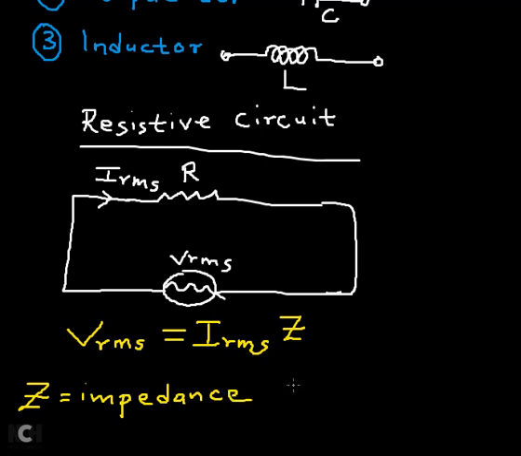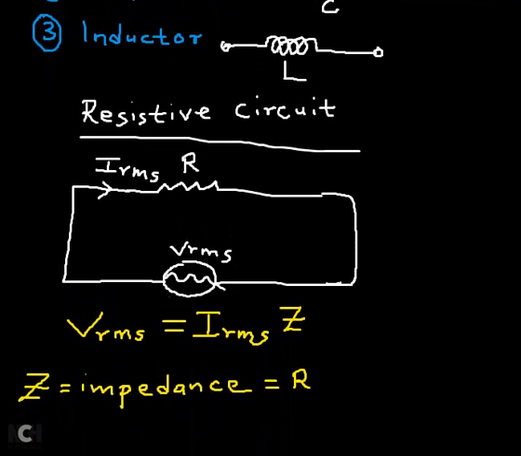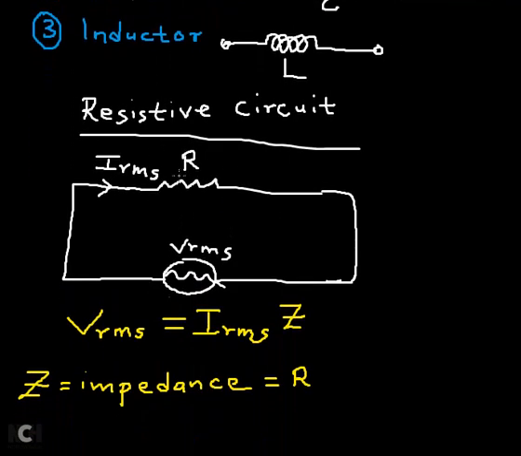Now, for a resistive circuit that only contains a resistor, the only opposition that we get is just the resistance. So the opposition to the flow of the alternating current is simply the resistance of the resistor. A resistor doesn't provide reactance. The only components that provide reactance are the capacitor and inductor. I'll tell you what reactance is. A resistor only provides resistance.